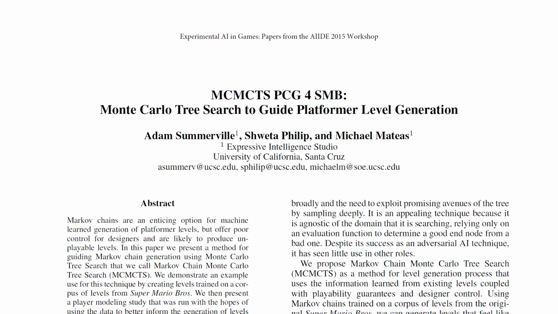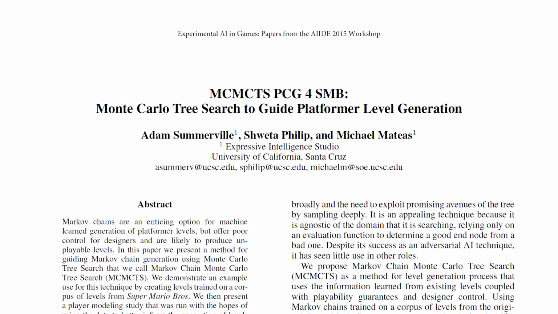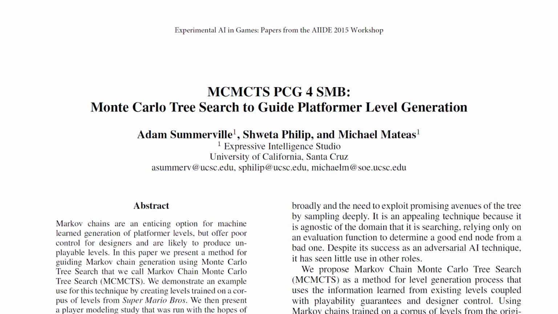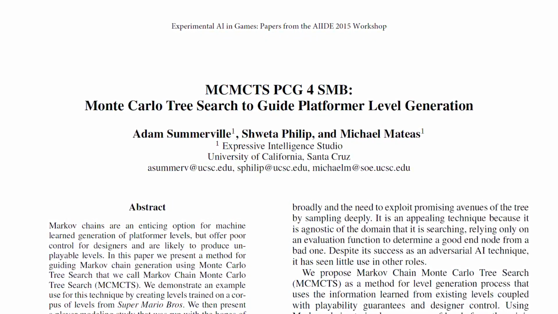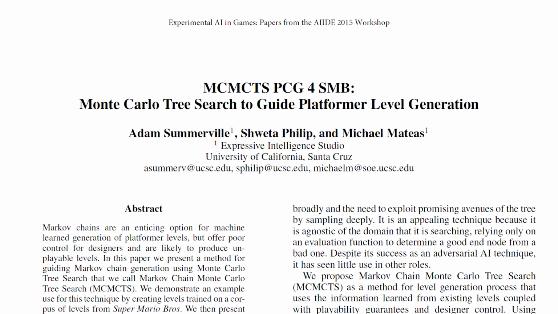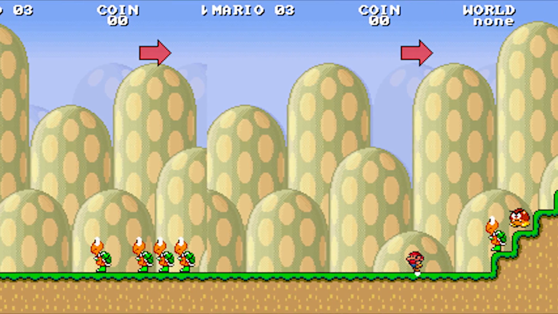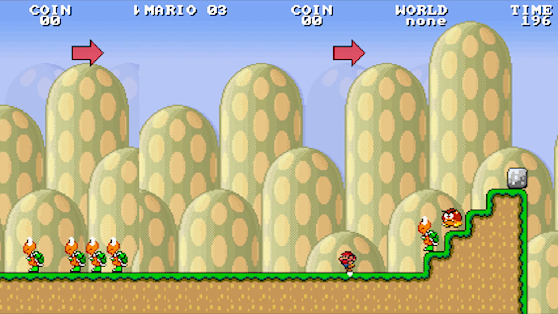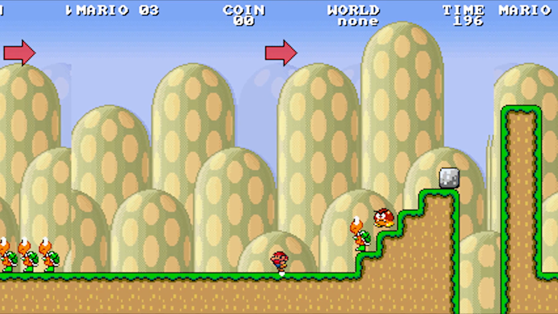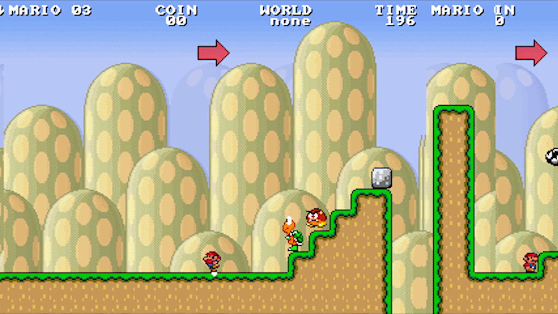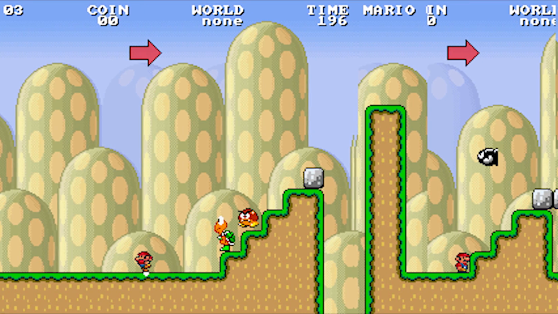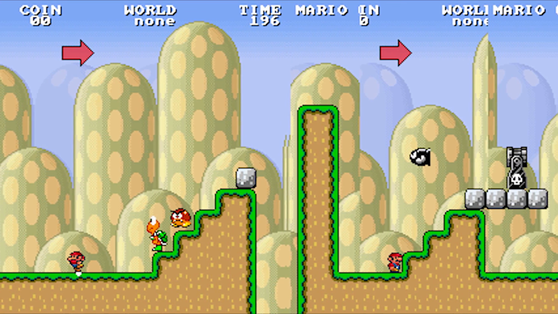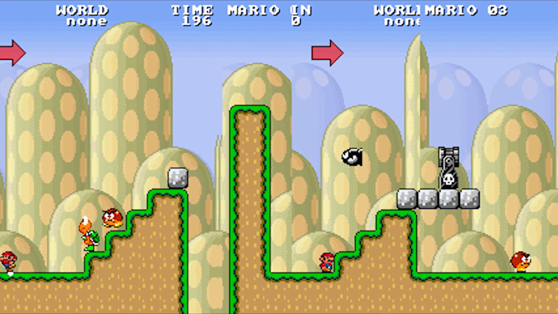First up is a project published with Shweta Philip and Michael Mateus in 2015 that shares some similarities with the final project by Dahlskog in that it also uses Markov chains, but tries a different approach at validating the outcome. One element of the n-gram levels that can be problematic is that there's no absolute guarantee that resulting levels are playable. It's at the mercy of the Markov chain producing something that makes sense.